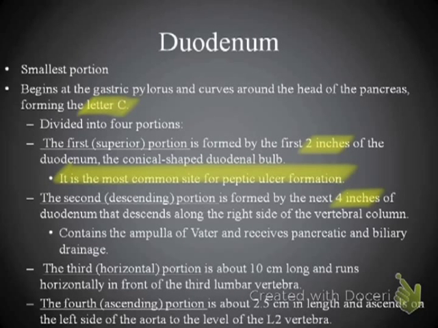The fourth or ascending portion is about 2.5 centimeters in length and ascends on the left side of the aorta to the level of the L2 vertebrae. So if you average this out, we have about 18.5 centimeters here, which is not very long in respect to there being around 21 feet of intestinal or small bowel in the body. So as we see, the duodenum is, in relationship to the jejunum and the ileum, quite short.